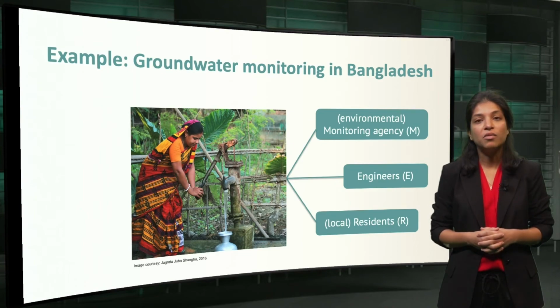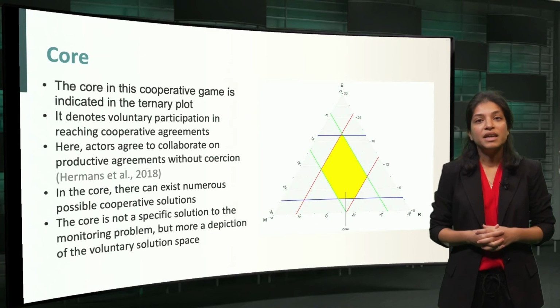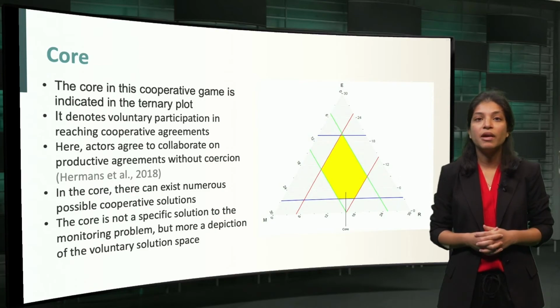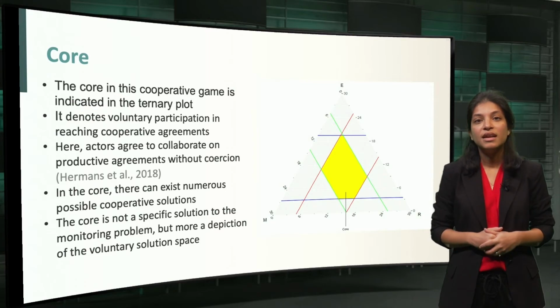Based on this model, we can go on to explore 3 solution possibilities. Each solution represents what each player can expect to receive in the game. Let's understand these solution concepts. The triangle figure is known as a ternary plot. It is used to plot the solutions in a cooperative game. The solutions from the groundwater monitoring game were calculated and plotted using the software R. The first solution that we will discuss is the core. In this figure, the core is marked in yellow.